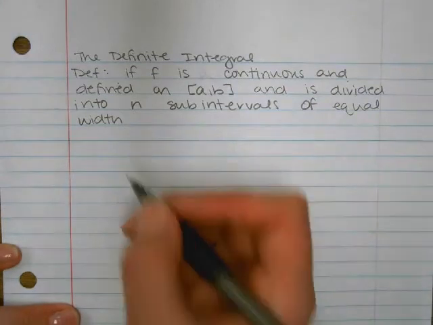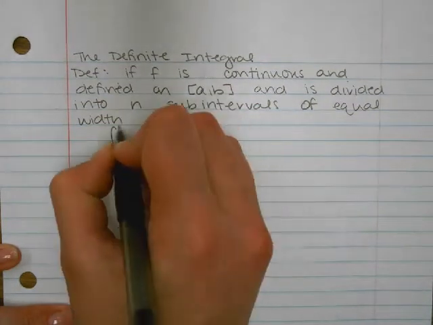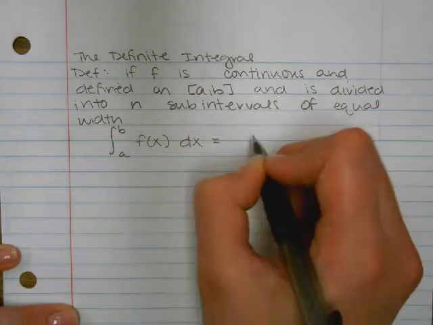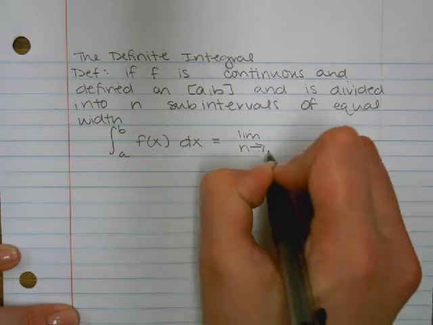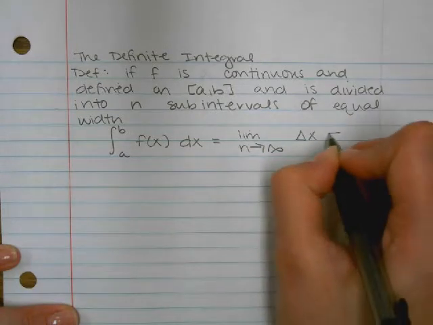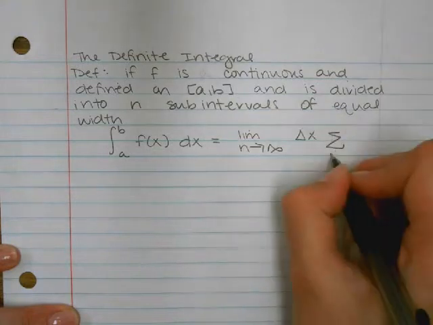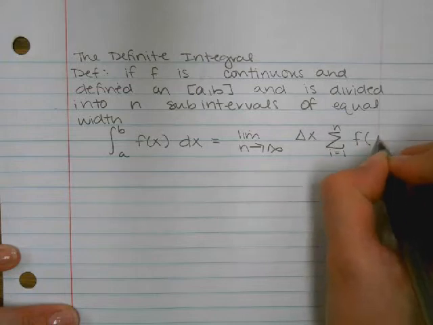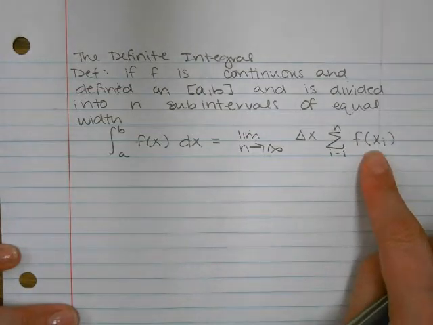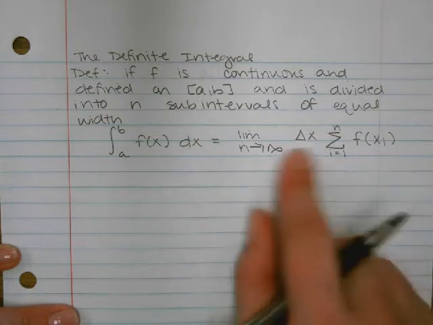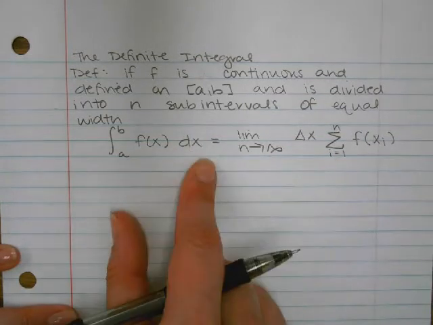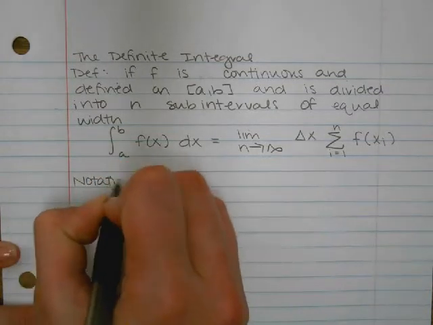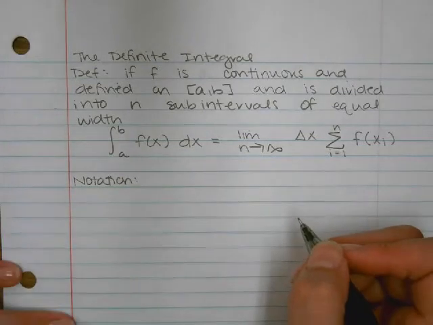Then we're going to say that this notation equals the limit as n approaches infinity of delta x, using the summation from 1 to n of f of x sub i. So with the last video we learned about this notation. On this video we're going to learn this notation right here. And they mean the same thing. So today we'll be going back and forth between the two different types of notation.